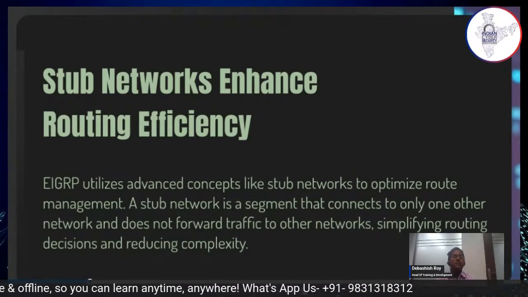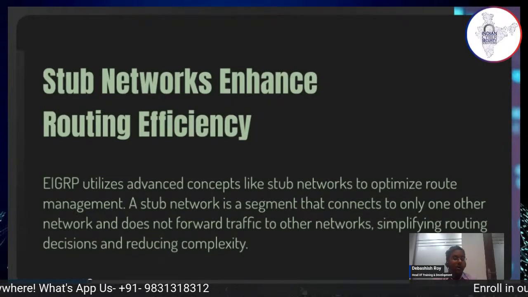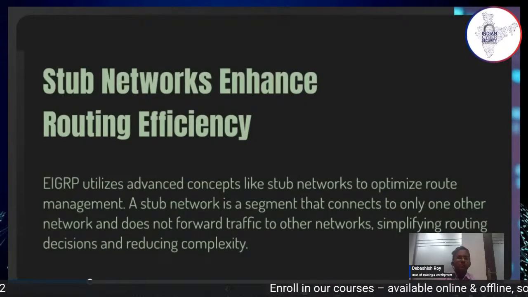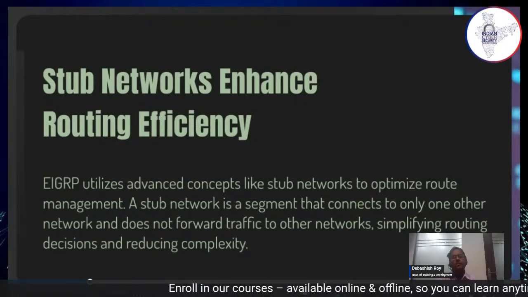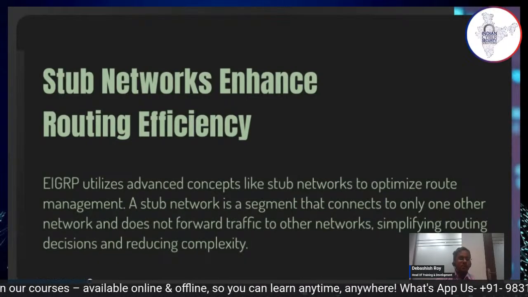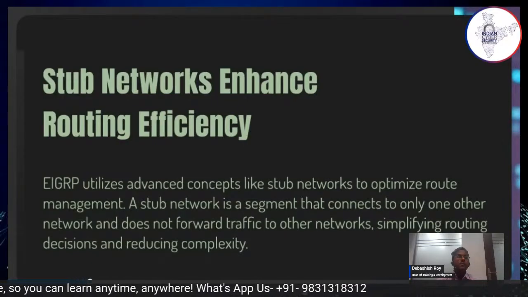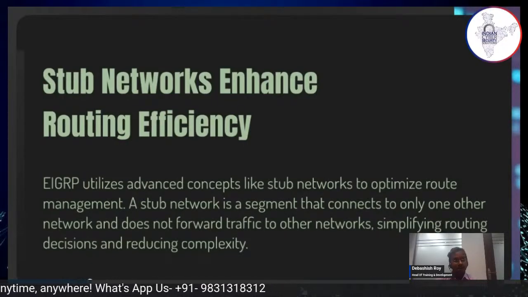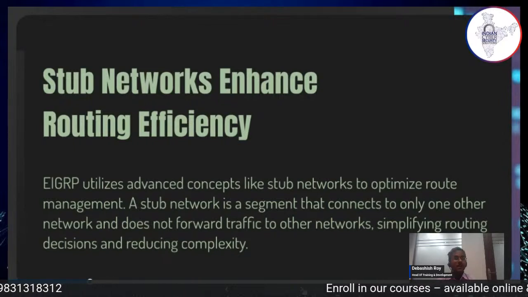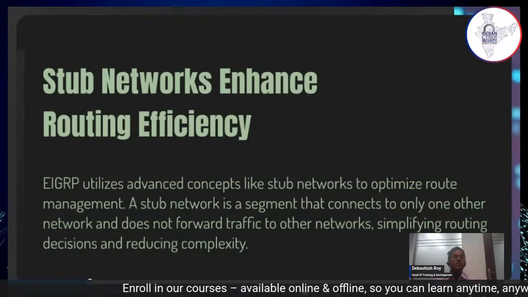So a stub network is a segment that connects to only one other network and does not forward traffic to other networks. Like if you're having an interface down issue on a router, then what will happen? The router will flood all the information to the other routers. Say there are 5 EIGRP neighbor routers, all those 5 routers do not need to receive the updates. But if you do that, then there will be too much traffic. I need to block that update. That is where you can use a stub. It simplifies the routing decisions and reduces the complexity.